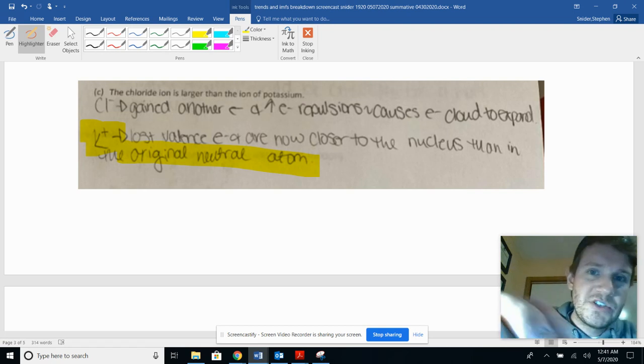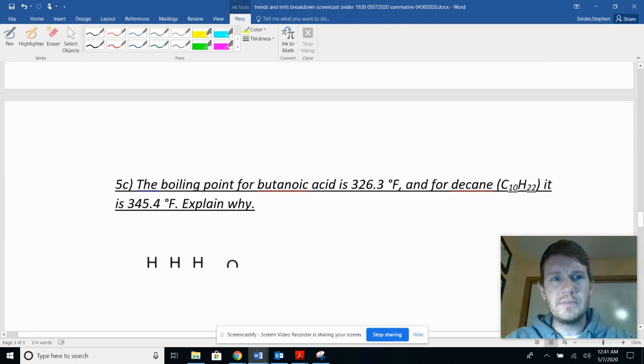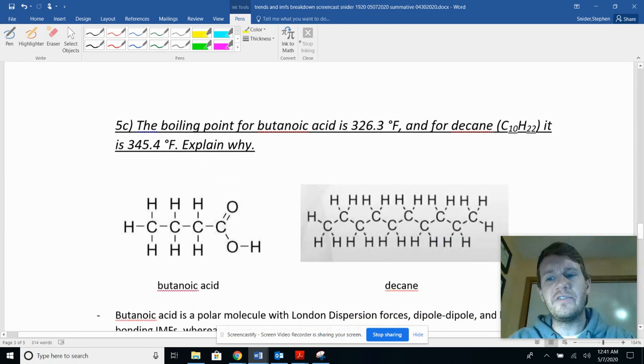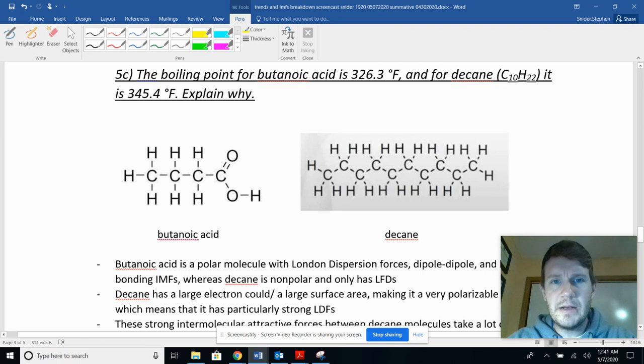All right, let's jump down then to the discussion of intermolecular forces. This is 5C. So we're given some data as far as boiling points for butanoic acid and also decane. We find that the boiling point, not much higher, but it is higher for decane. We're being asked to explain why.